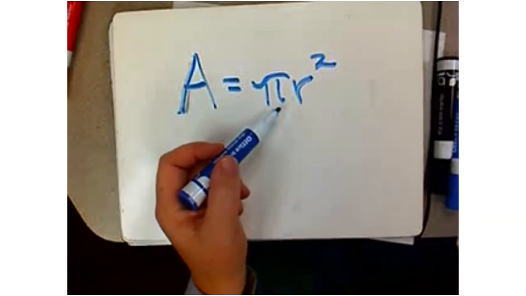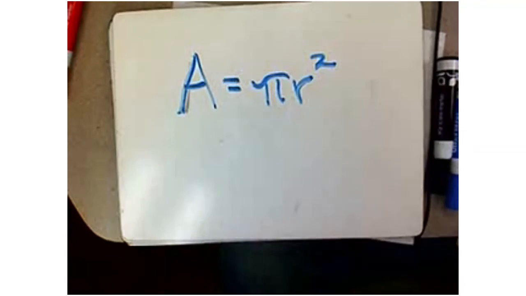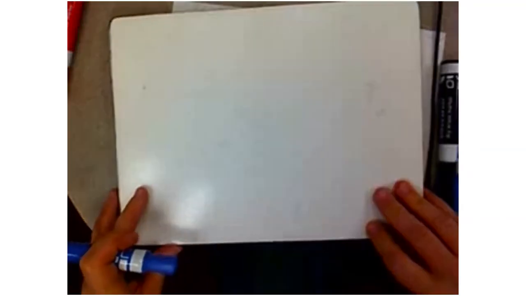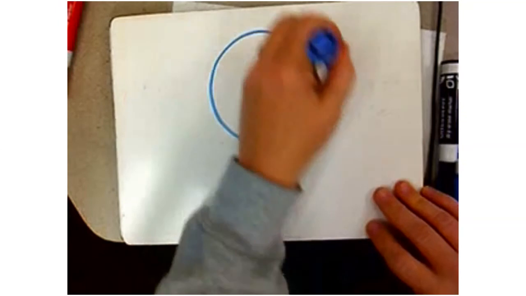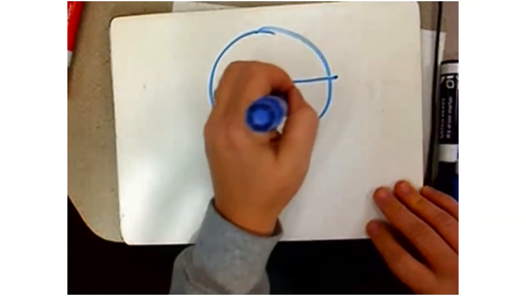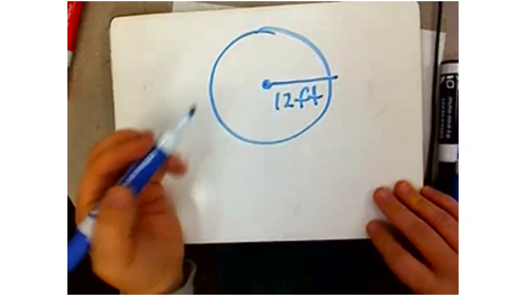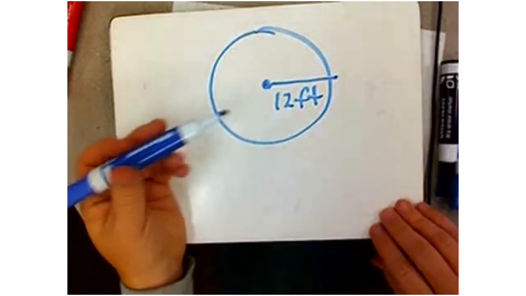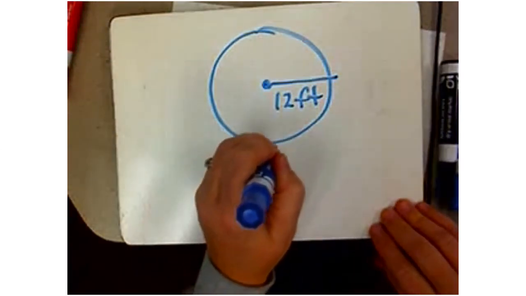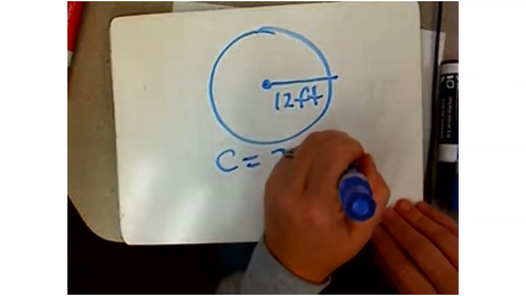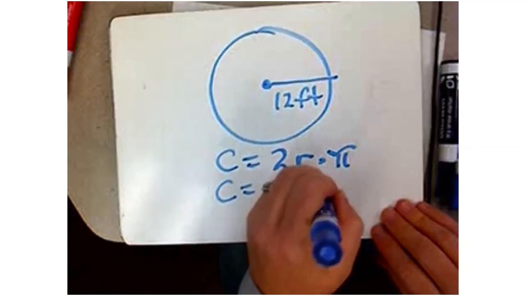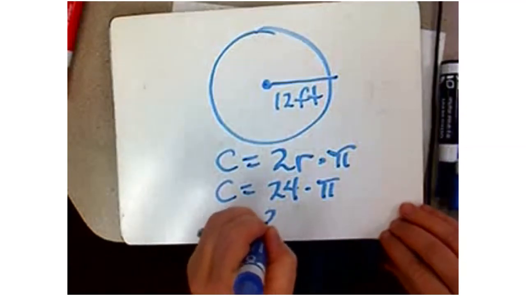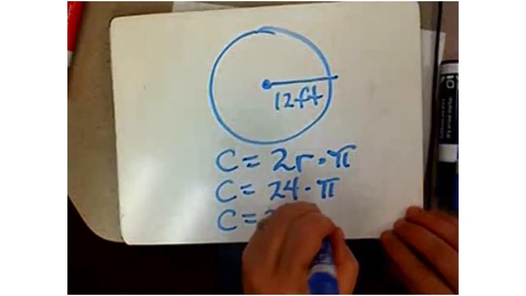So you will have some circle problems where you'll have to find the circumference, the area. You might have to find the diameter or the radius. For example, if you were given to find the circumference of a circle with a radius of 12 feet, this is example 9 on page 378. Well, circumference is going to equal 2 of my r's times pi, right? So I'm going to have circumference equals 24 times pi. Circumference is going to equal 24 times 3.14.